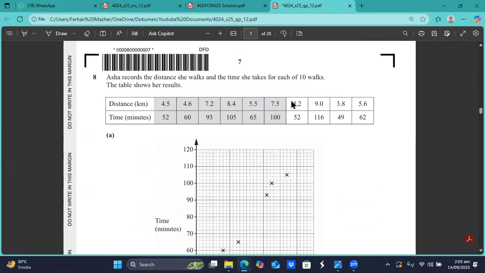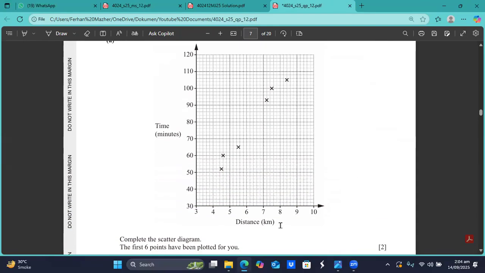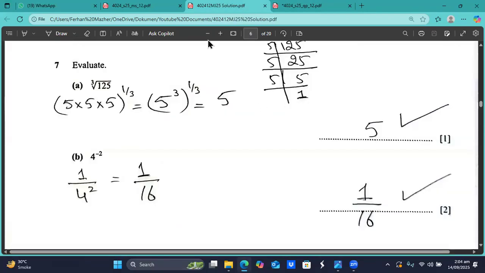Okay, now we are at 4.2 distance. The time is 52. At a distance of 9.0 kilometers, the time is 116. Then a 3.8 kilometer walk that took 49 minutes, and a 5.6 kilometer walk that took 62. So we have to plot these points on this grid. You can see the axes here. On the x-axis, the distance is represented. On the y-axis, the time is represented.